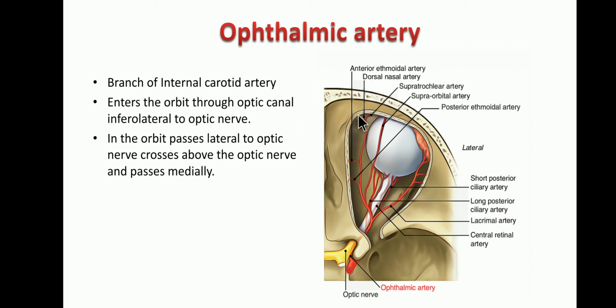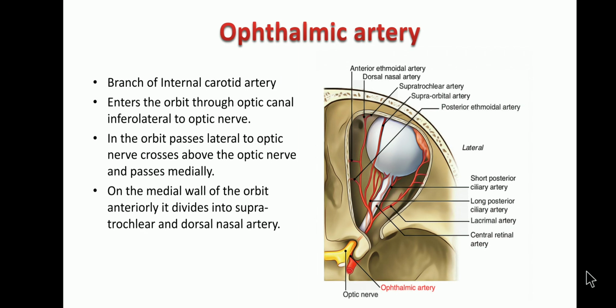And it divides into two terminal branches. One is the supratrochlear artery and the other one is the dorsal nasal artery. Okay, supratrochlear and dorsal nasal artery. The dorsal nasal artery anastomoses with the branch of the facial artery. So thereby, the ophthalmic artery maintains communication, the anastomosis between the internal carotid and external carotid.